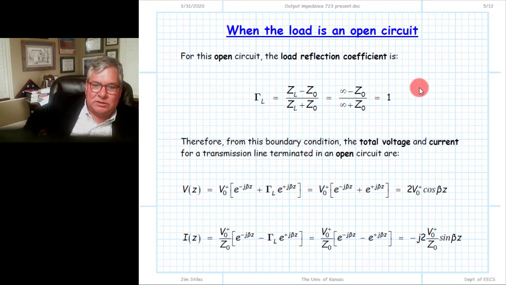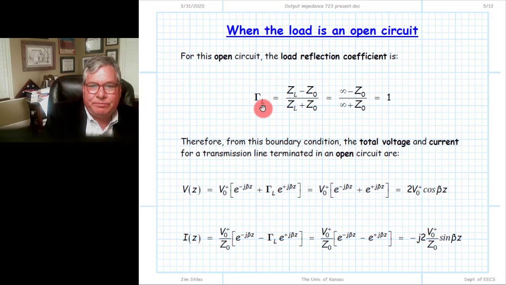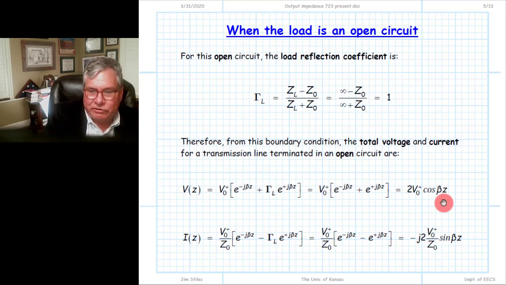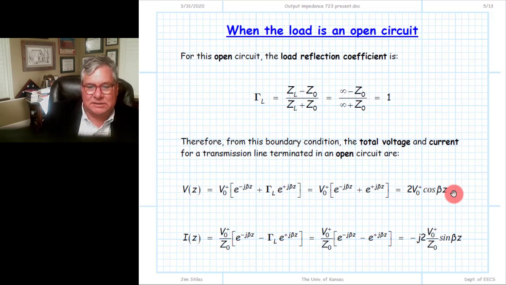Since the load is an open circuit, we know the corresponding gamma L is equal to 1. And since we've written this with Z equal to 0 being the location of the load, we can write the total voltage in terms of gamma L with the value of 1, and the result is this. If you recall, that was a result we had for a special case where we terminated a transmission line in an open circuit. The total voltage was proportional to the cosine of beta Z.